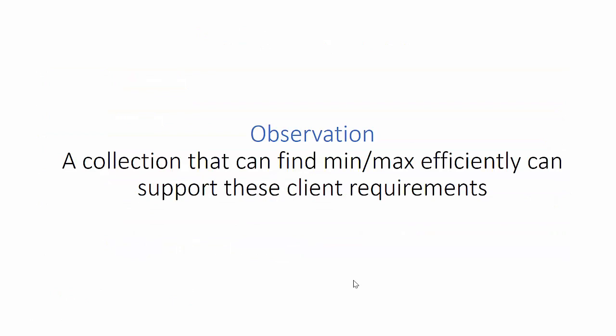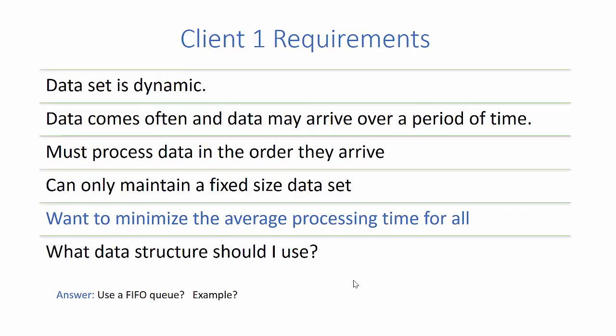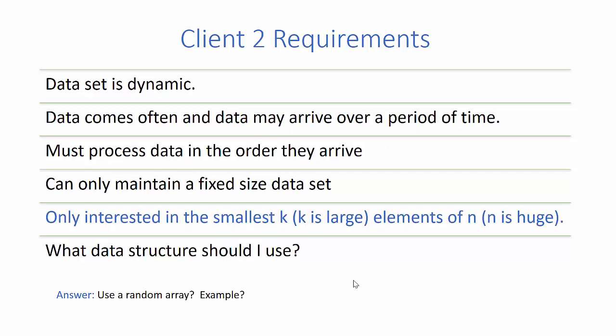So one observation we make is that maybe if you have a collection that can find min-max efficiently, it can support these client requirements. So we will go back and look at our example of the first in, first out queue and ask, what if we ordered this in a different way? Let's suppose that we have a differing ordering of the data. If we do that, then we can compute the average time. Let's suppose that we process them by taking the next smallest thing. And now the answer changes to be 16. So you get quite a significant gain by reordering things in a different way.